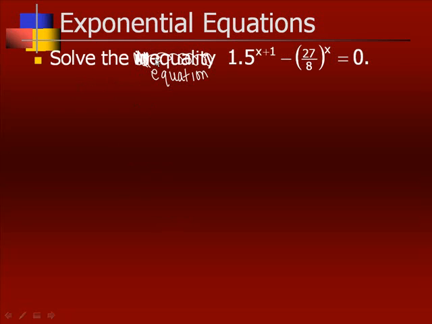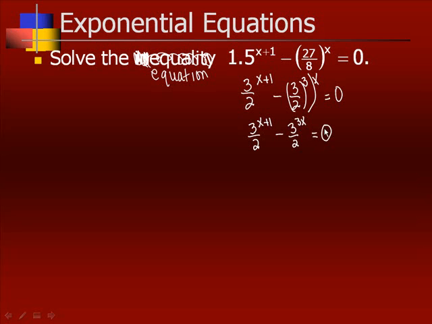Okay, little typo here, but let's solve the equation 1.5 to the x plus 1 minus 27 over 8 to the x power is equal to 0. Well, remember 1.5 is the same as 3 over 2 to the x plus 1. 27 over 8, well, that's the same as saying 3 over 2 to the third to the x is equal to 0. So what we get is 3 over 2 to the x plus 1 minus 3 over 2 to the 3x is equal to 0.